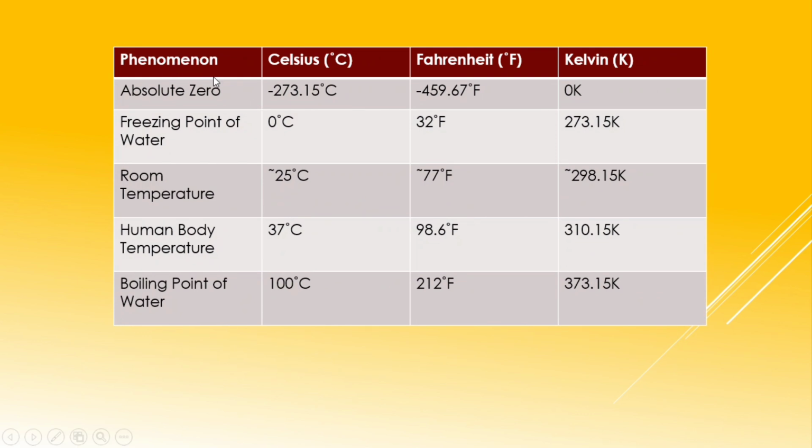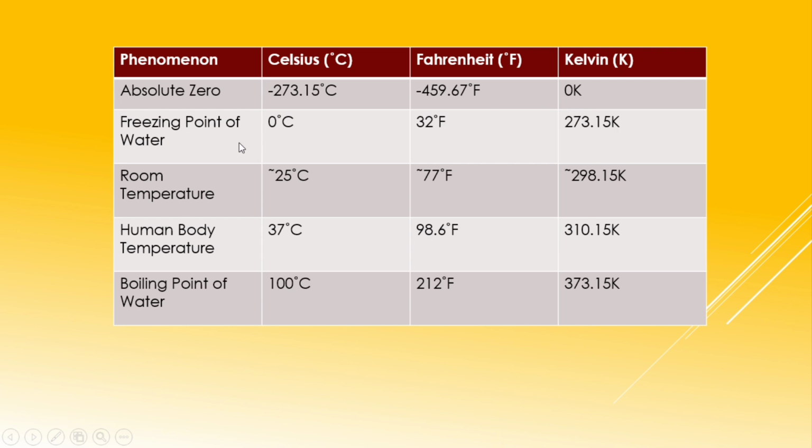Now, this is a temperature reference table. For absolute zero, in the Celsius scale it is minus 273.15 degrees Celsius. In the Fahrenheit scale, it is minus 459.67 degrees Fahrenheit. And in the Kelvin scale, it is 0 Kelvin.